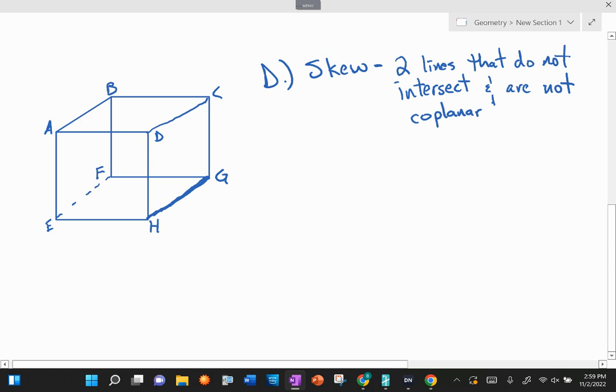You don't have to. Of course, you can, but you don't have to. I'm just gonna put the line. So, yeah, you're looking for two lines that are not on the same plane and will not intersect.